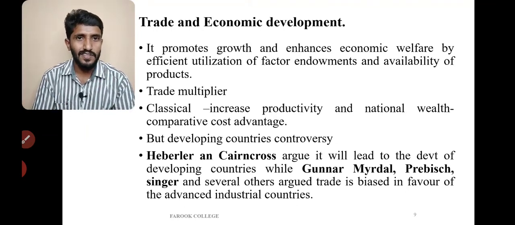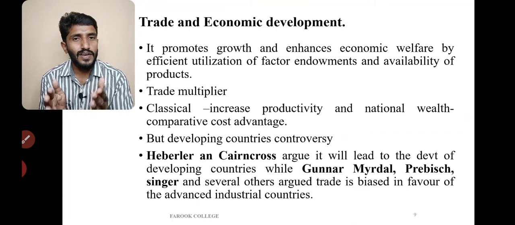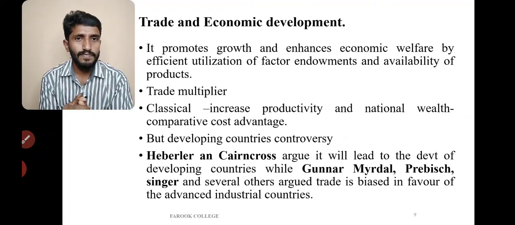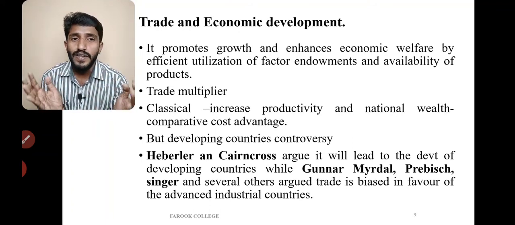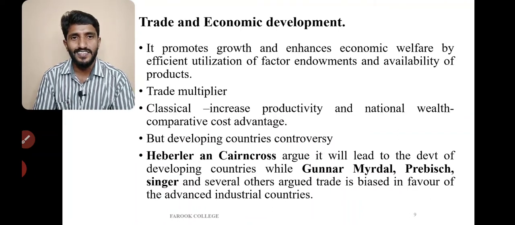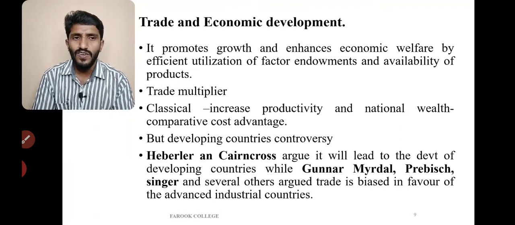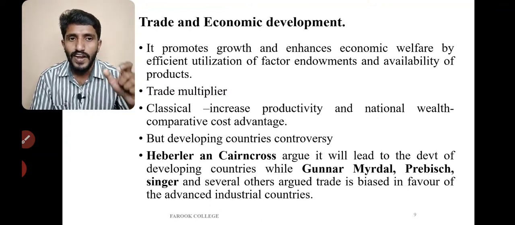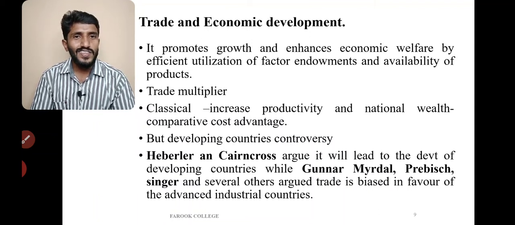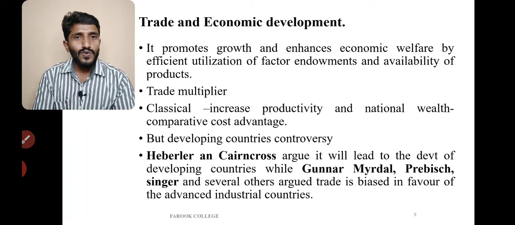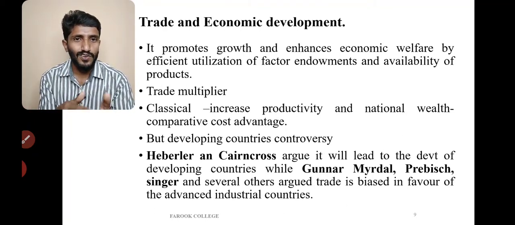So there are two views, two schools, two sides for this. Different economists have different opinions. Haberler and Cairncross are the two economists who argue that trade will lead to the development of even developing countries, no doubt about it. But there are some other economists, like Gunnar Myrdal, Prebisch, Singer, and several others, who argued that trade is biased in favor of advanced industrial countries. It is not favorable for the developing nations. So these are the two arguments, that trade is biased towards the advanced or developed countries, which is the argument of a few economists.